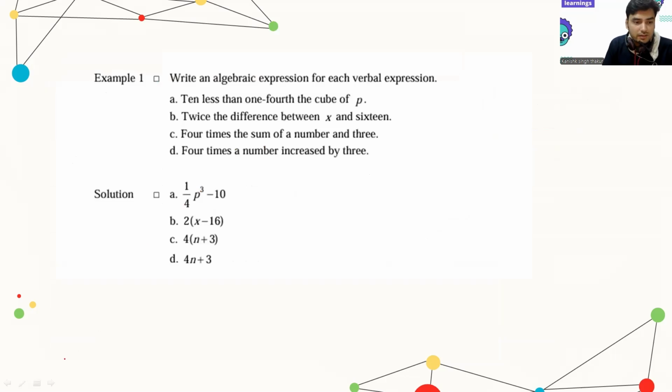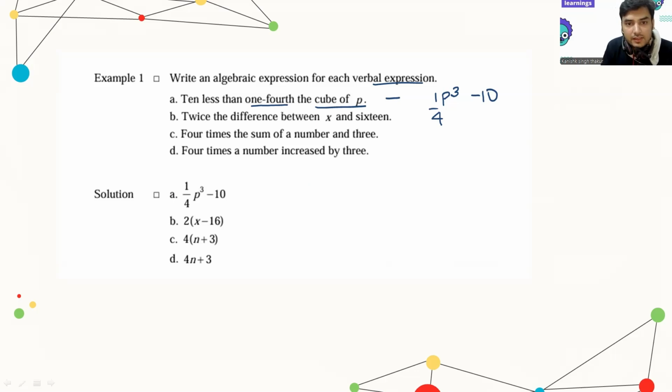So let's go ahead to this example, and what we have here is write an algebraic expression for each verbal expression. 10 less than 1/4 the cube of p. First of all, the cube of p would be p cube, right? 1/4 the cube of p would be 1/4 p cube. 10 less than, so I have to take away 10 from this. That's it. So 1/4 p cube minus 10.